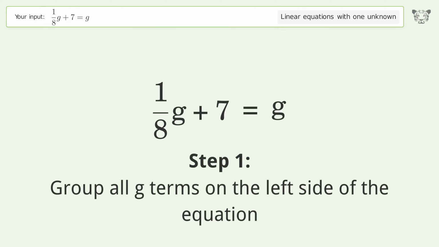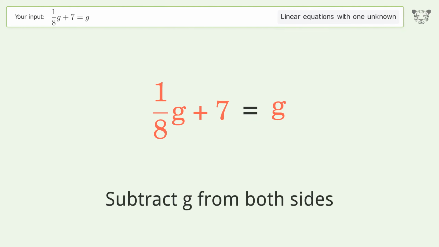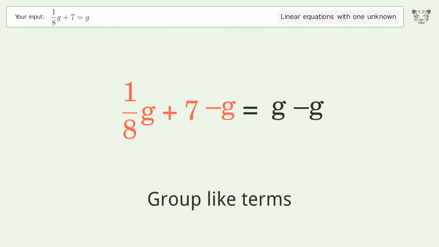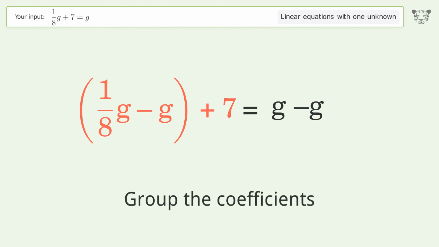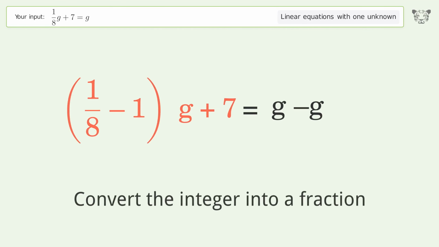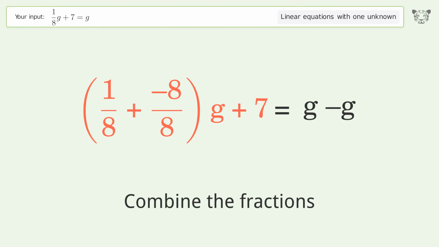Group all g terms on the left side of the equation. Subtract g from both sides. Group like terms. Group the coefficients. Convert the integer into a fraction. Combine the fractions.